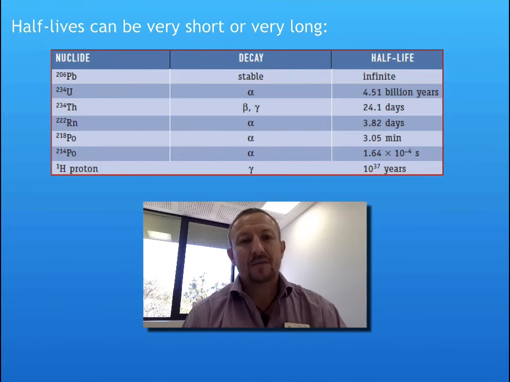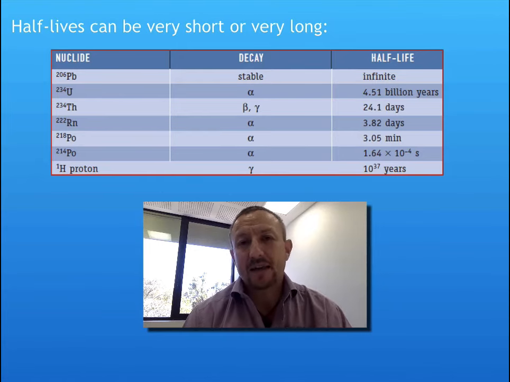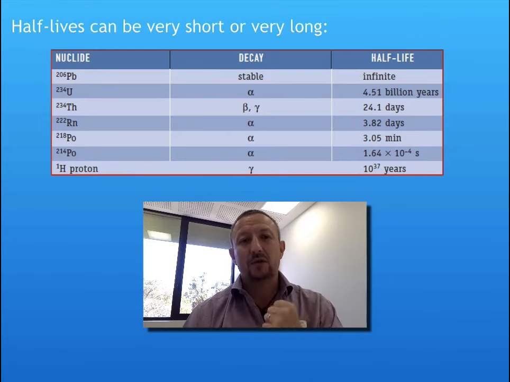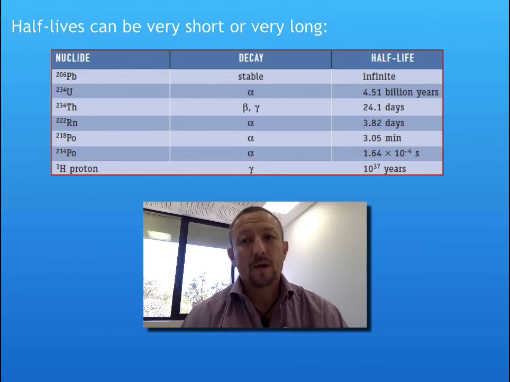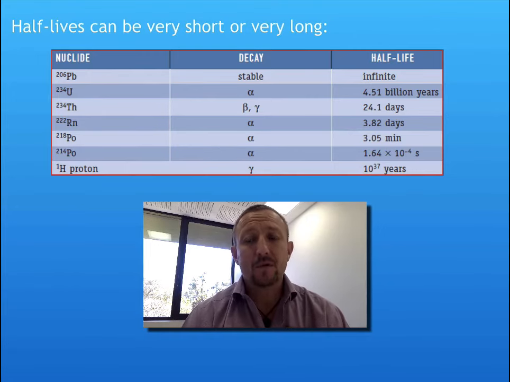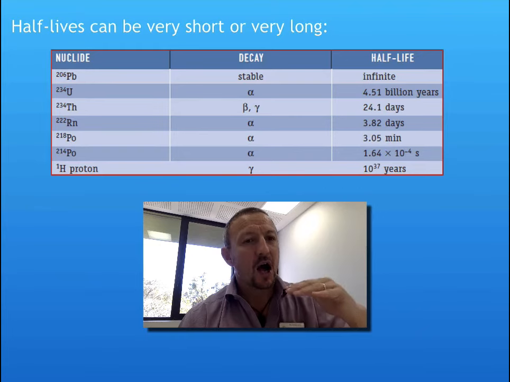So lead, if you can look at this table here, lead you can see has a half-life which is infinite. What does that mean? It doesn't break down at all. Its nucleus is totally stable. Uranium breaks down, 4.51 billion years is its half-life. So uranium-234 is going to take 4.51 billion years for it to break down to half the number.